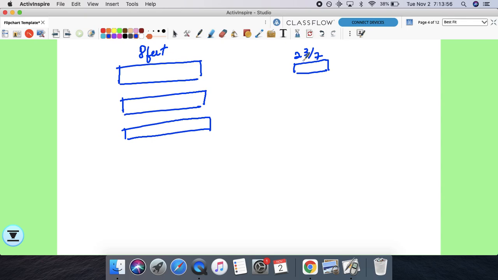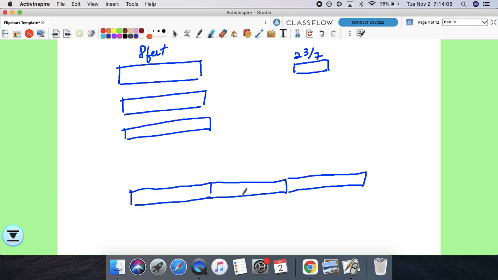Here's a problem. Some of you might read this as: here's an 8 feet board, and you attach the second one, and you attach the third one, making one long board. Then you can cut 2 and 3/7 over here, another 2 and 3/7, another 2 and 3/7, another 2 and 3/7, assuming they're connected. So you might get an answer this way, assuming that's one long board.